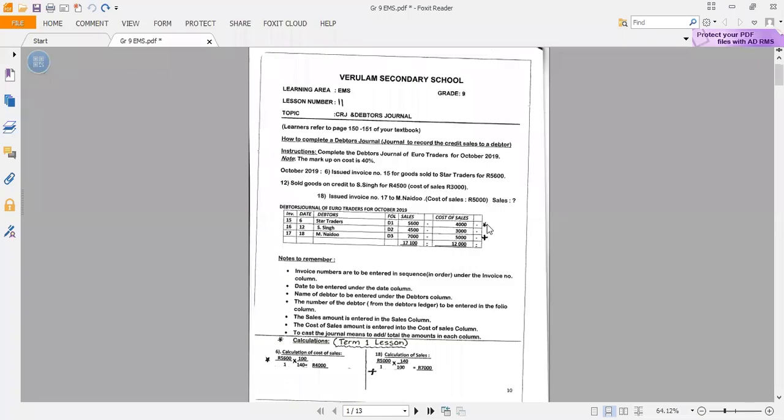Good afternoon, learners. Today we are going to discuss lesson number 11. The topic is on the Cash Receipts Journal and the Debtors Journal.